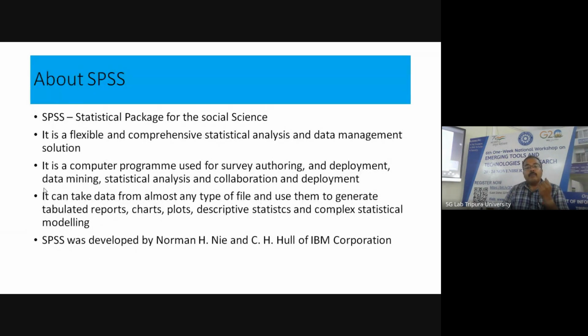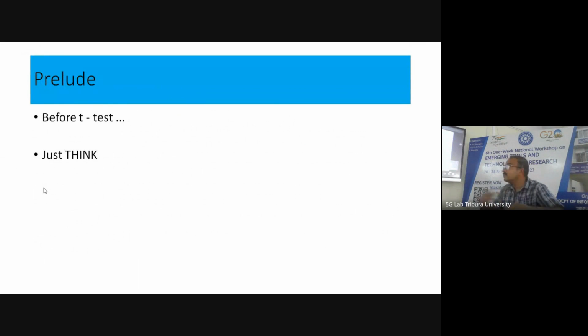SPSS was developed by Norman H. Nie and C.H. Hull of IBM Corporation. I can also tell this: how have these people developed a kind of statistical software? How can one develop statistical software? One has to have pure knowledge of statistical analysis, and the people who did that had to have pure knowledge of computer science. But what else is required? That capital word: think. Without thinking, you cannot come up with an applicable and publishable solution, right?